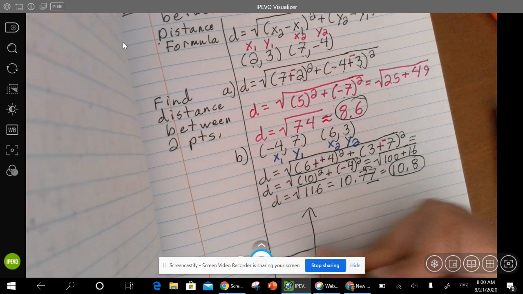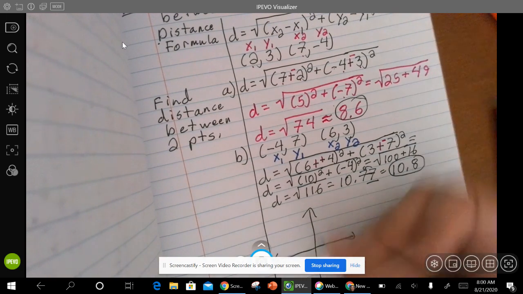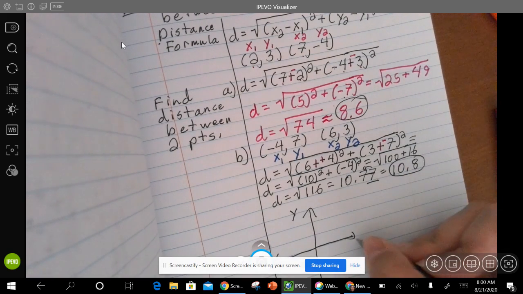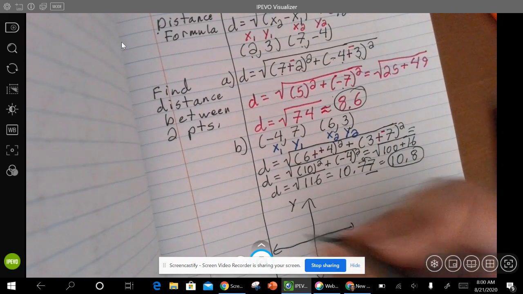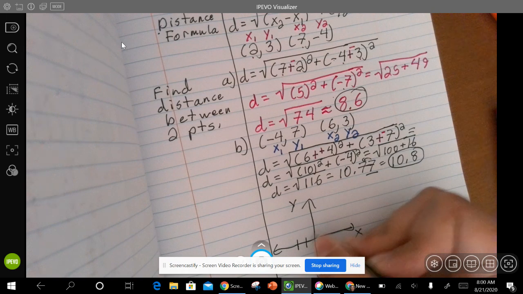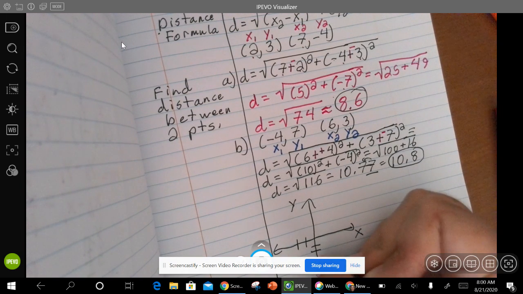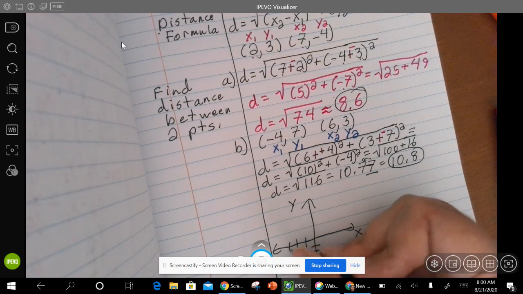Put them on the graph. So everybody, when in doubt, graph it out. So we're going to graph it out. Let's add. When I taught algebra 2, she would say that when in doubt, graph it out.